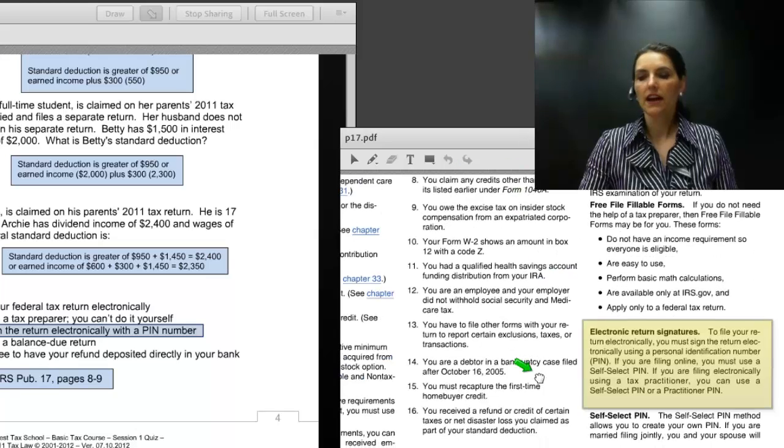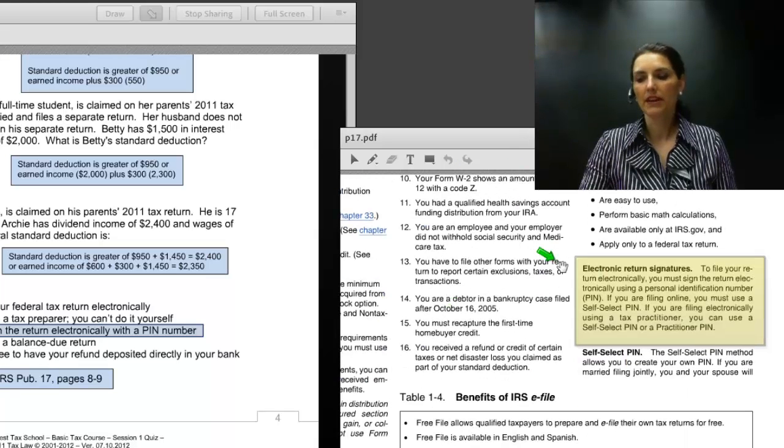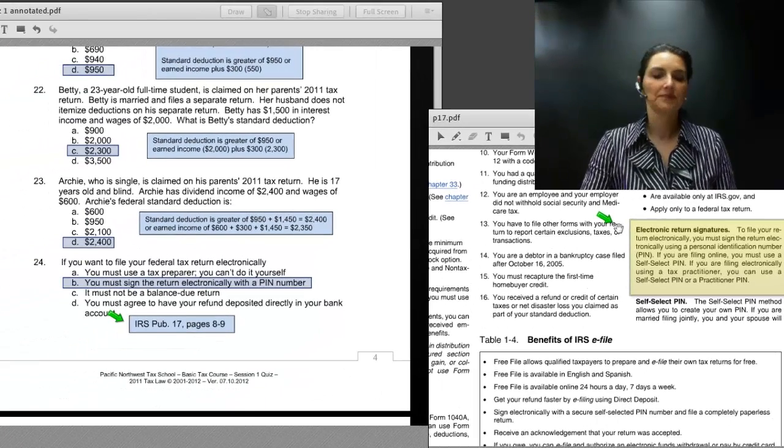And you can see I've highlighted a paragraph here on page 8 that says electronic return signatures. If you file your return electronically, you must sign the return electronically using a personal identification number or PIN. If you are filing online, you must use a self-selected PIN. If you are filing electronically using a tax practitioner, you can use a self-selected PIN or a practitioner PIN.